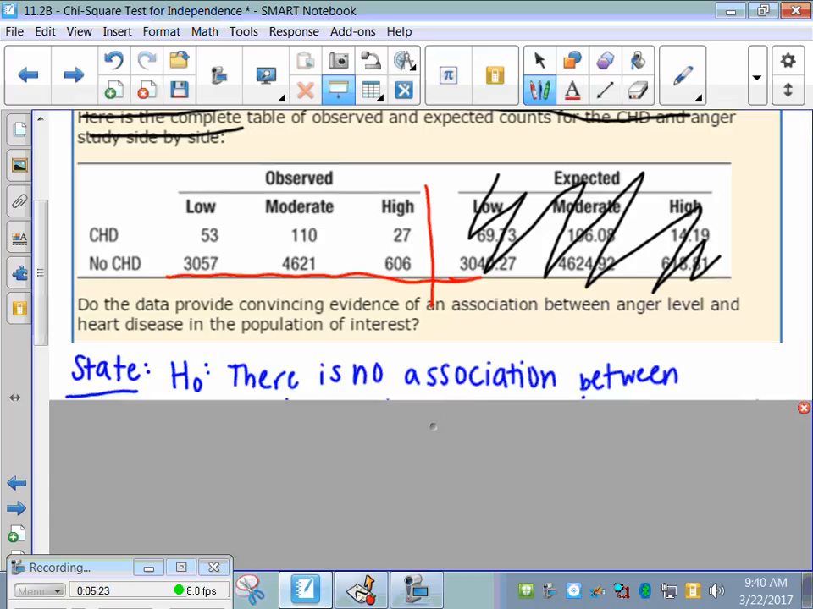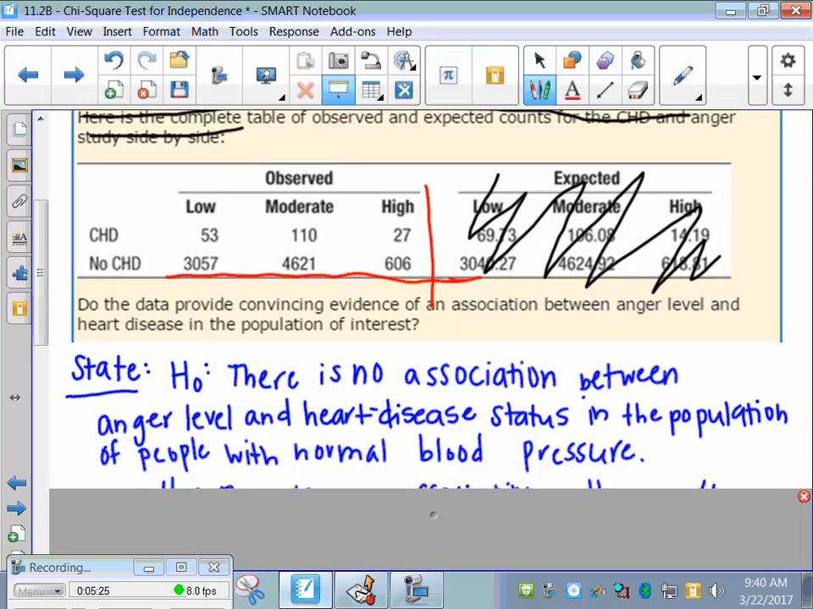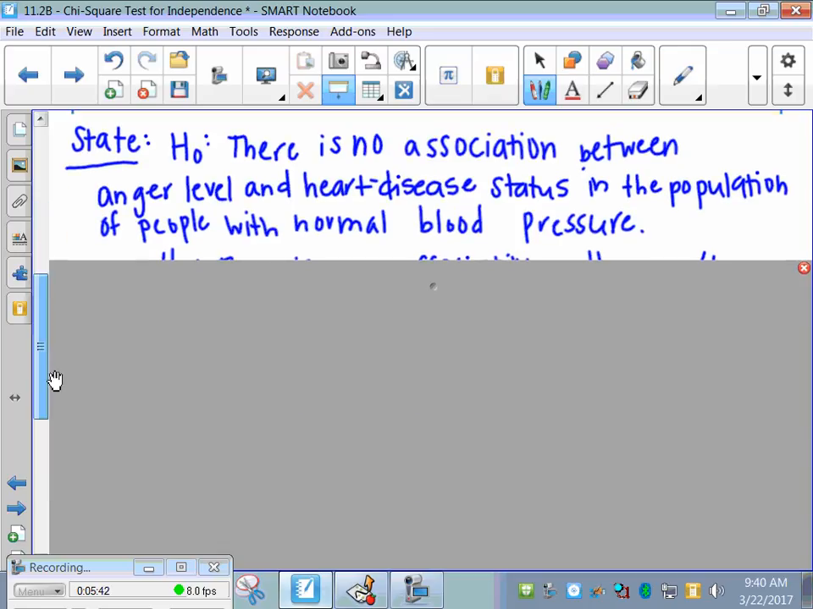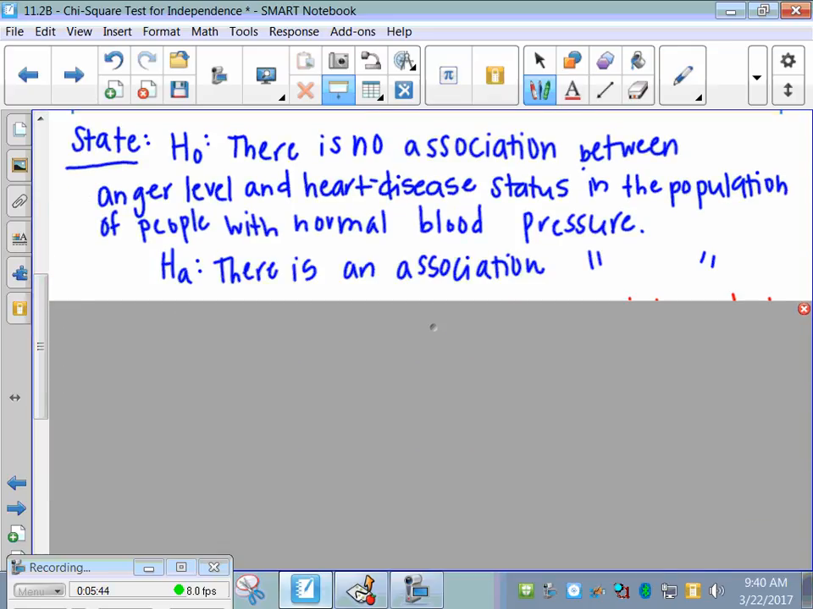There is no association between anger level and heart disease status in the population of people with normal blood pressure. So it is important to say what population you're referring to, right? Are we referring to all teenagers? So in this one it's just people with normal blood pressure. All right, and then of course the alternate is that there is an association.